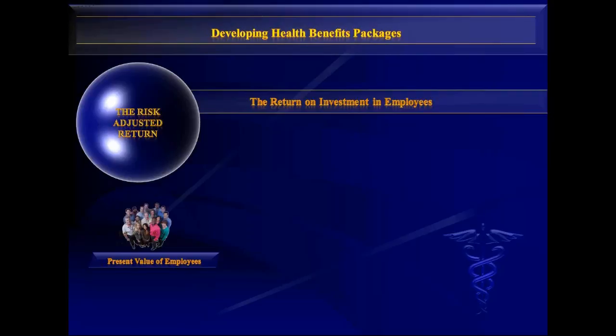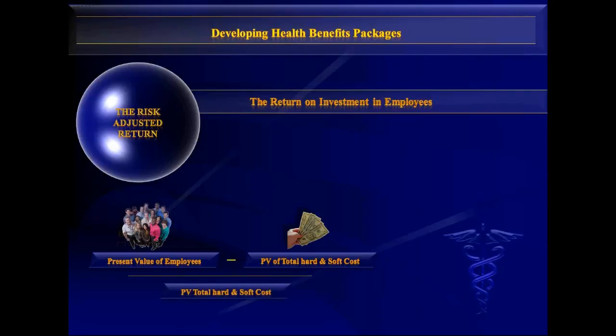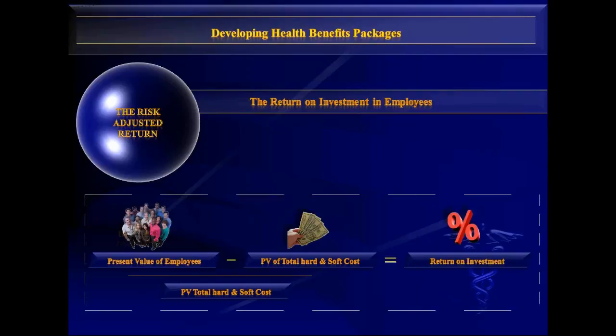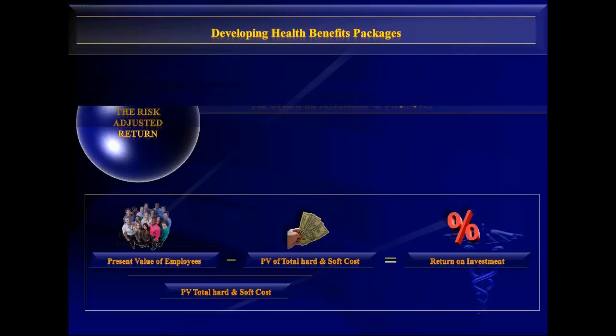Again, now let's figure out what the actual return on investment of the employees is. We take the present value of the employees. We take the present value of the hard and soft costs, because we're going to do that on an annual basis. We want to discount it back to today's value, and then we divide it by the present value of total hard and soft costs. That gives us the return on investment in employees.